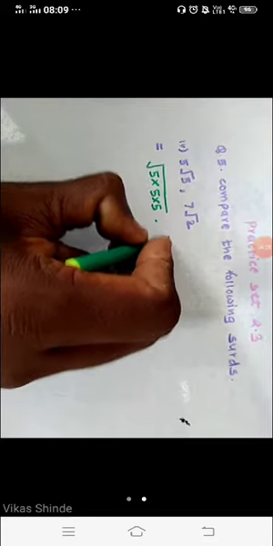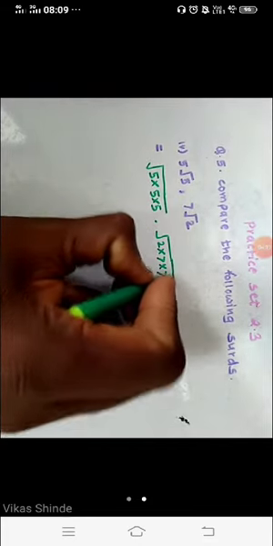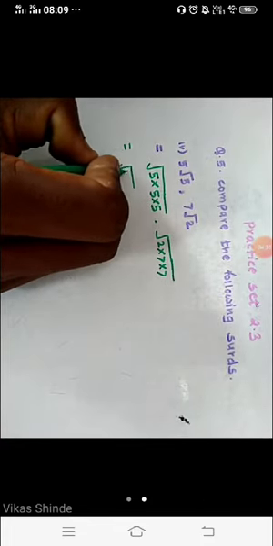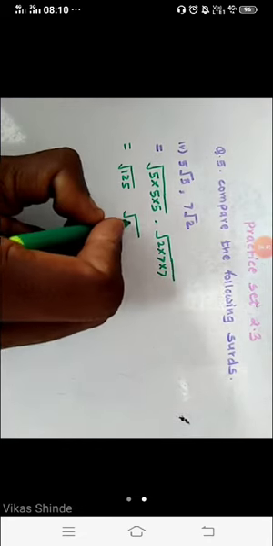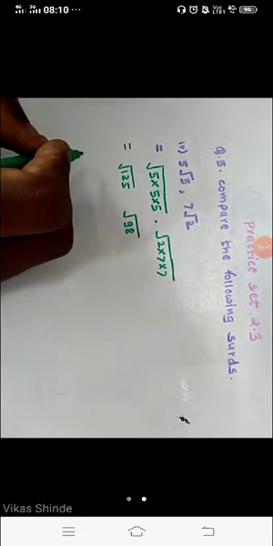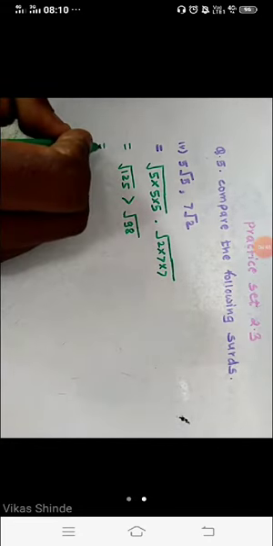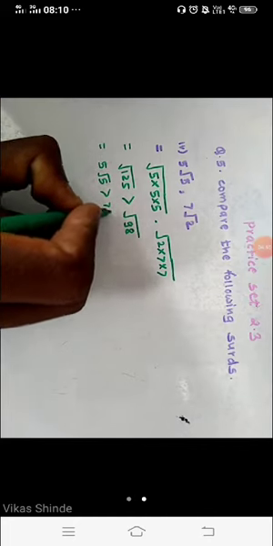In the second, we have to write 2 into 7 into 7. So calculate: 5 5s are 25, 25 5s are 125, student, and 7 7s are 49, 49 into 2 becomes 98. So the first one is greater, so we have to write 5 under root of 5 is greater than 7 under root of 2.